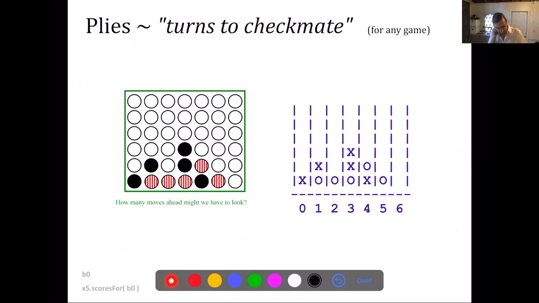Again, plies is the number of turns it's going to look ahead. In other words, let's say you have a computer program that's looking five moves ahead, but it sees a win in three moves. Well, it doesn't have to keep looking past that. So it's really looking ahead a certain number of moves until it sees a win. That's why it says turns to checkmate. If it doesn't see a win, it's going to keep looking ahead more moves, up to some limit that's up to the program. So if you program it to look five moves ahead, it's going to look ahead until it sees a win or until it gets to five moves ahead. That's the number of plies, just the number of moves it's going to look ahead.